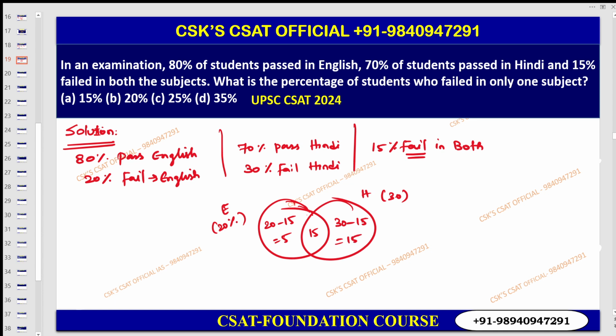If the question is about only one subject, then you need to add this one and this one alone. I taught you like x, y, z. So you need to add x plus z only: 5 plus 15, which is 20%. Guys, understanding? Tej, others? Okay, fine.